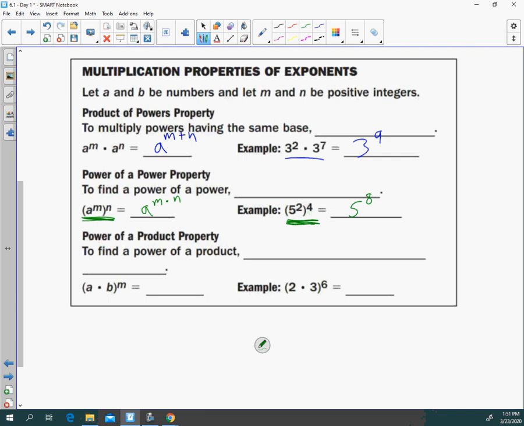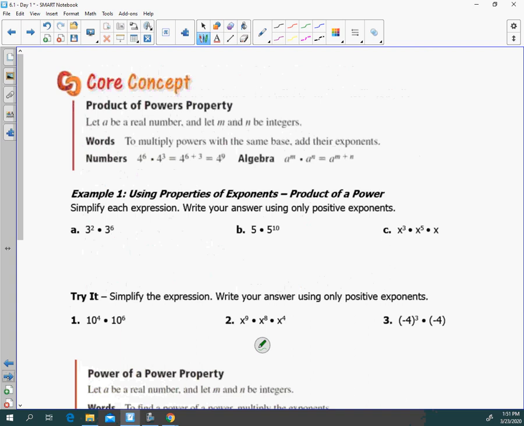And finding the power of a product. Really what happens is this m is going to be distributed to both things. So it's going to be a to the m, and then you also have that times b to the m. So on this one it's going to be 2 to the 6th times 3 to the 6th. I'm not going to spend much more time on that because I think you'll get it pretty well when I start showing some examples. Is that okay with you, Austin? All right, let's get going then.